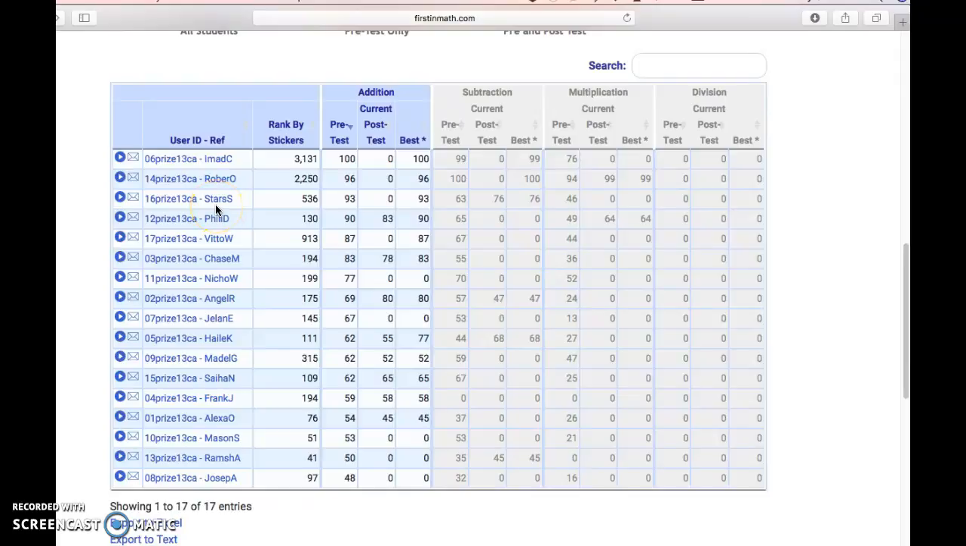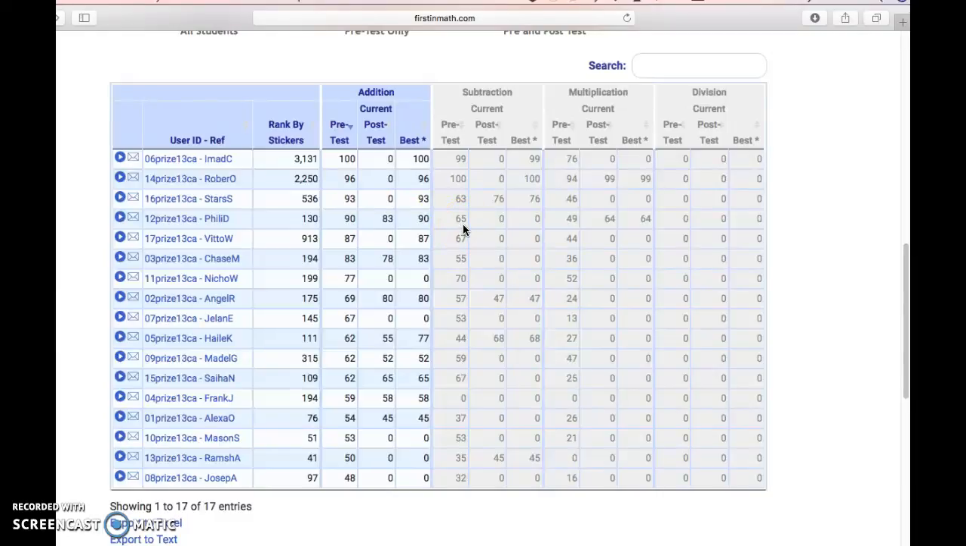The third student, Star, she does not need to practice. Philip, you might want him to take the post-test, which he already did and got an 83. So he might need maybe one more practice in addition. But he's ready for subtraction. But look, he did take the subtraction and he got a 65.